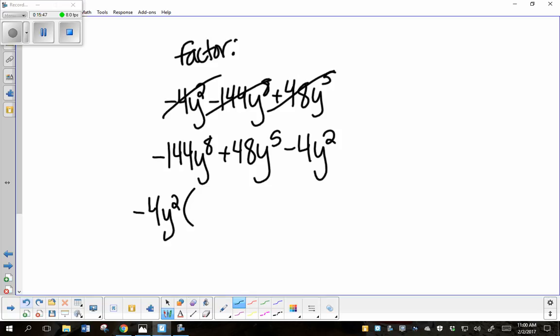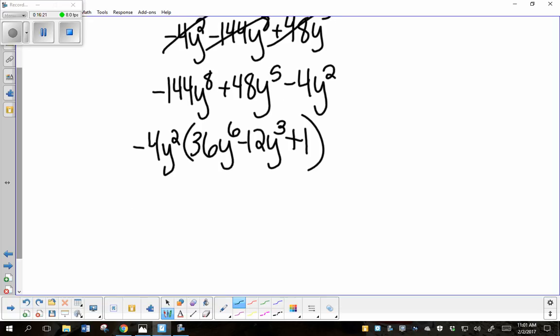So let's see what we're left with. Negative 144 divided by negative 4 is 36, and they've got 6 y's left. 48 divided by negative 4 is negative 12, and they're going to have 3 y's left. And negative 4 divided by negative 4 is positive 1. And I also took the y squared, so negative 4y squared divided by negative 4y squared is just 1. So you have to write that 1 on there, plus 1. So all I've done so far is I factored out a negative 4y squared from all three of those terms.